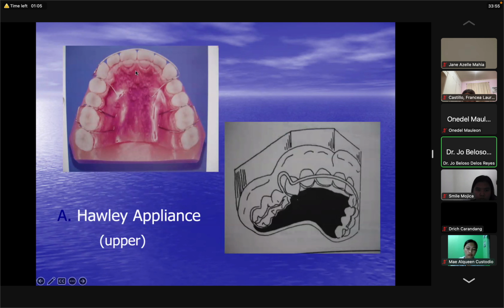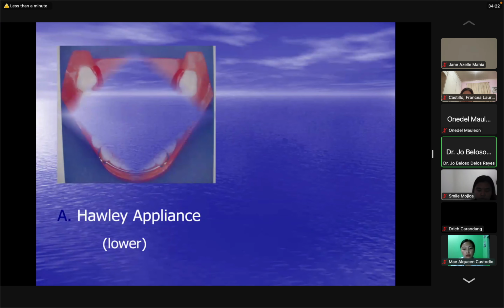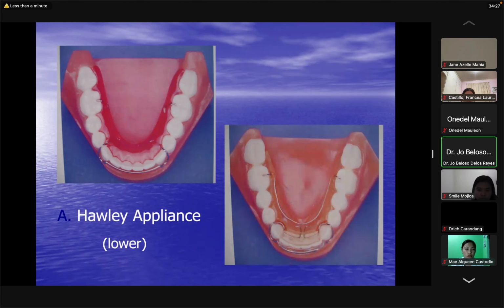So this is the Hawley appliance sa upper and this is the schematic drawing. Ito yung sinusuot ng mga patients after braces. After finishing braces. Yan actually, yung word na retainer is the action. Ang tawag talaga sa appliance na yan ay Hawley appliance. Pero it is popularly known as retainers. So, yan ang sa lower. Yan ay tsura niya. Ito, the only difference, ginawa niyang red yung acrylic niya. Dito ay clear.